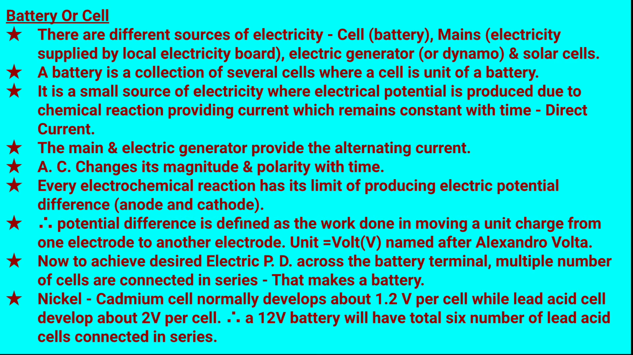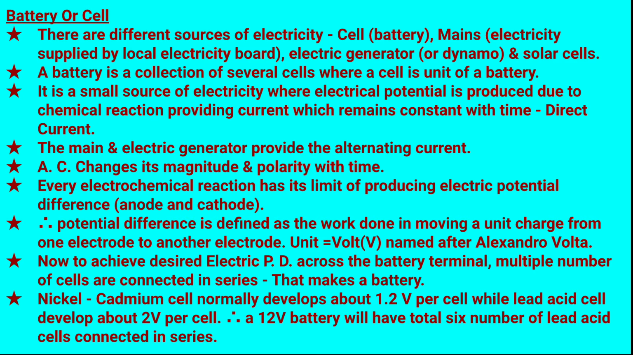So there are different sources of electricity: the cell, the battery, or the mains where electricity is supplied by the local electricity board, then an electric generator or a solar cell. All these are sources of electricity. Now, what is a battery? It is a collection of several cells, where a cell is the unit of a battery. It is a small source of electricity.